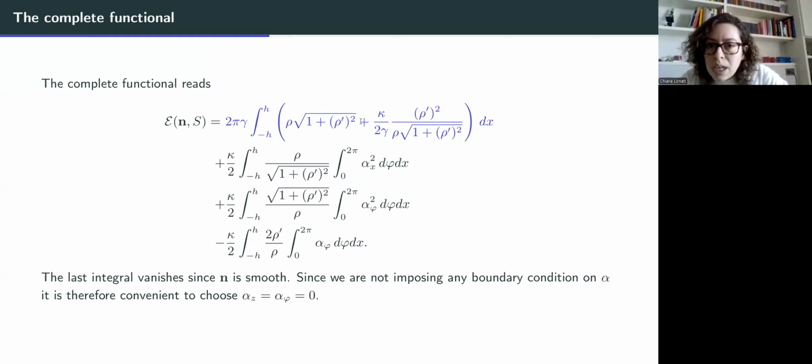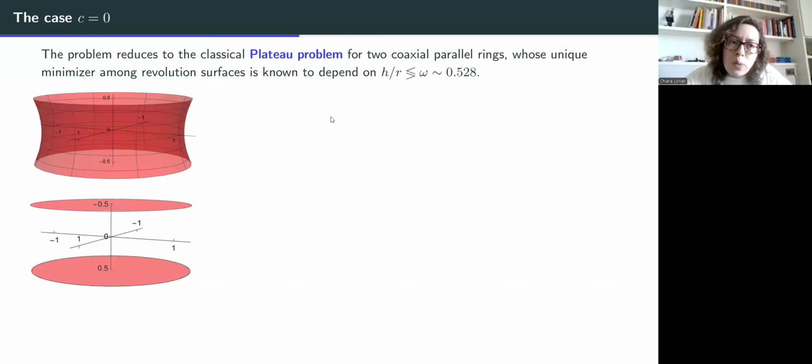So this is C. The first thing that we did was to study what happens when C is equal to 0. When C is equal to 0, this part vanishes, in particular the nematic part vanishes, and we have just the classical area functional. So this means that the problem reduces to the classical Plateau problem that has as boundary the two circles that have distance 2h and radius r. We know from classical results that when C is equal to 0, so we have the Plateau problem, the minimizer depends on the aspect ratio h over r, so 1/2 of the distance between the plates and the radius.